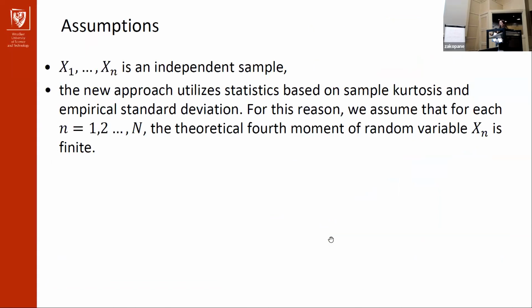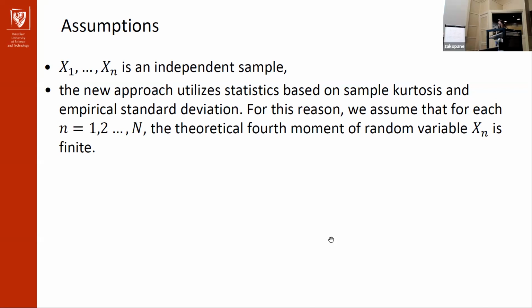Okay, so our approach has two assumptions, and the first one is connected with what I said earlier. We have a random sample, and this is a random sample connected with independent variables. And the new approach utilizes statistics based on the sample kurtosis and empirical standard deviation. So for that reason, we assume that the theoretical fourth moment exists.